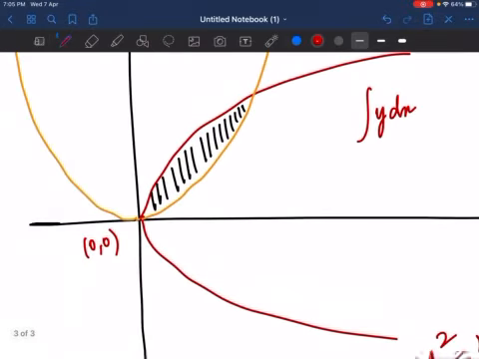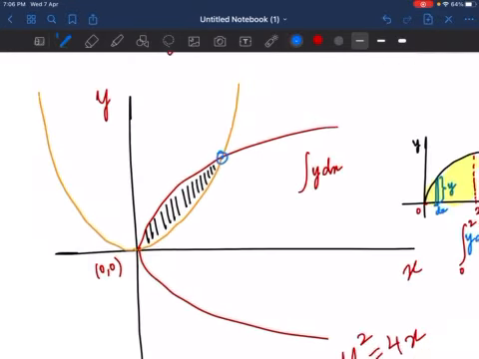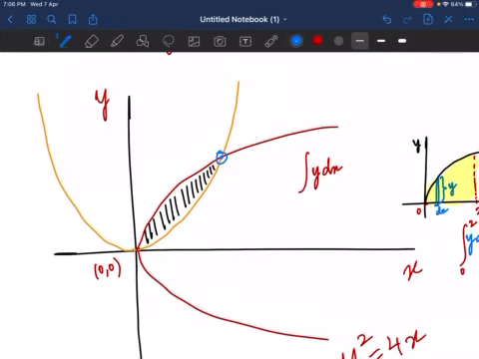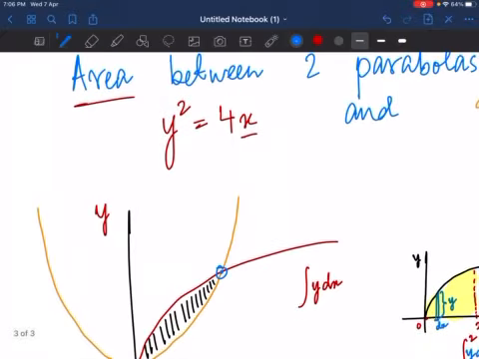So in here also, it's starting from 0, but where does it end? We don't know, so we have to find this point. And how can we find this point? This point is nothing but the intersection of the two parabolas, right? So in order to find this point, we have to solve those two given equations of the parabolas.